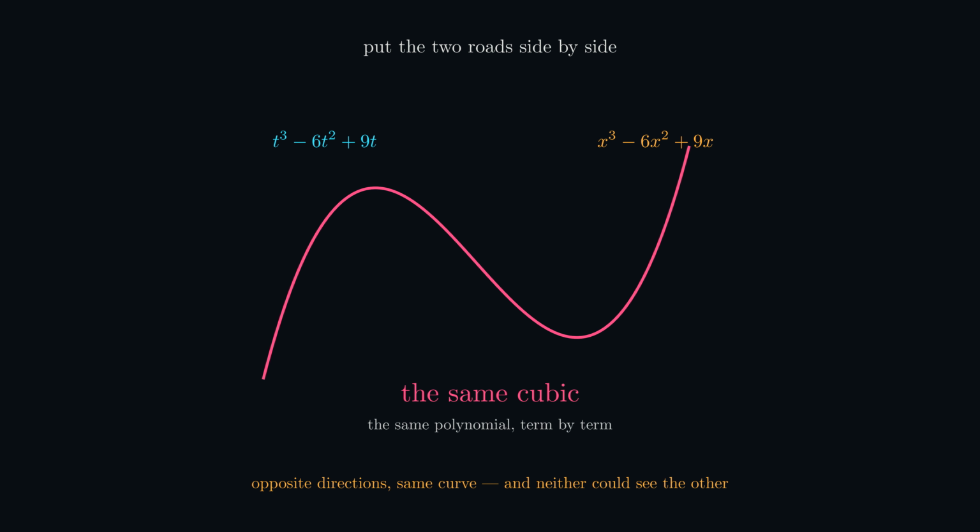A numerical sweep agrees at the points we sampled, as it must. And yet they mean entirely different things. On one road the curve is a container holding 3 unknowns. On the other it is the answer, plotted directly. 2 people, working in opposite directions, spent the whole problem staring at the same curve, and neither of them could see the other.